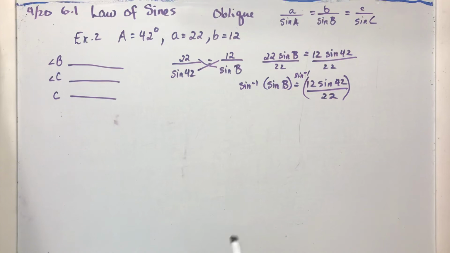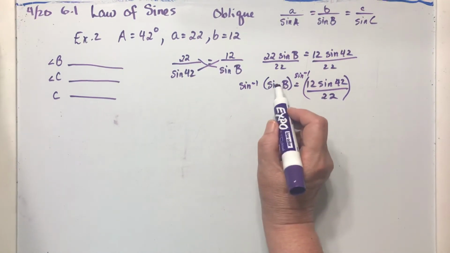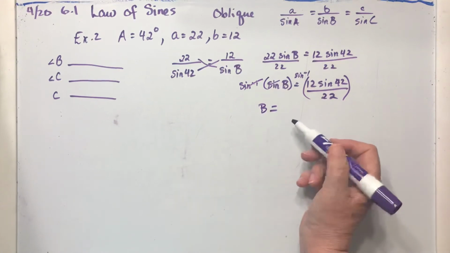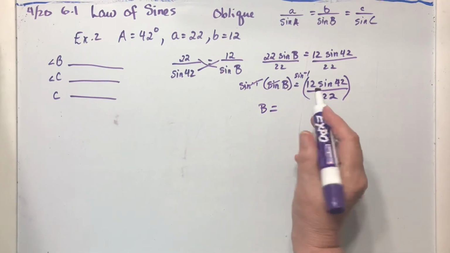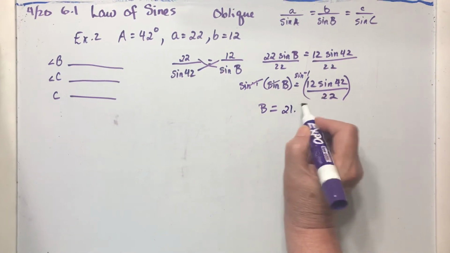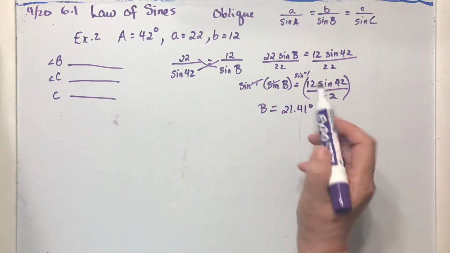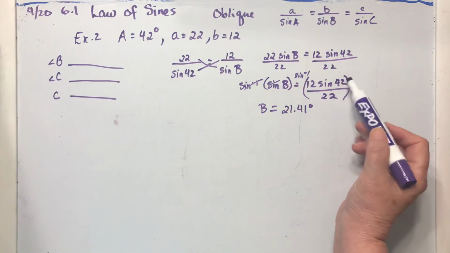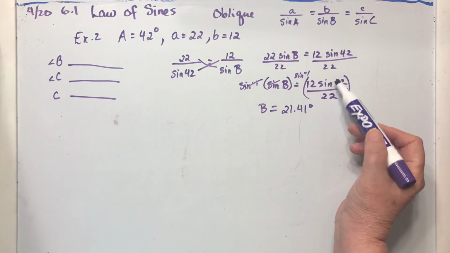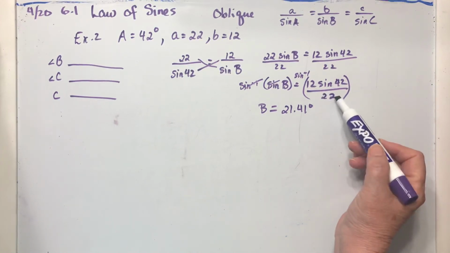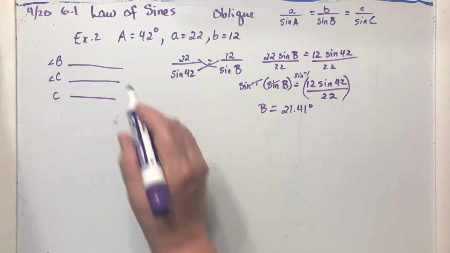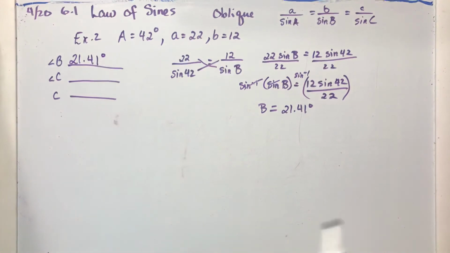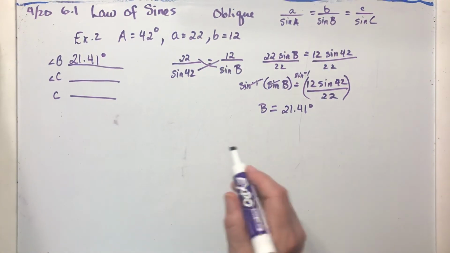Sine inverse of that. When we do that, sine inverse of a sine cancel each other out, and we get angle B is equal to 21.41 degrees. Just do sine inverse of 12 sine 42, and remember you're going to have to close the parentheses that your calculator may open there, divided by 22, and you should get 21.41 degrees for angle B.